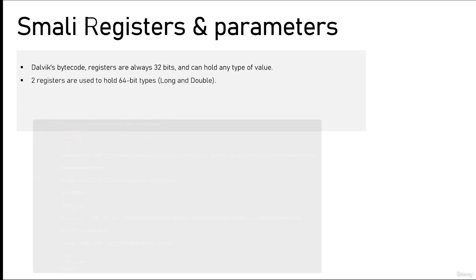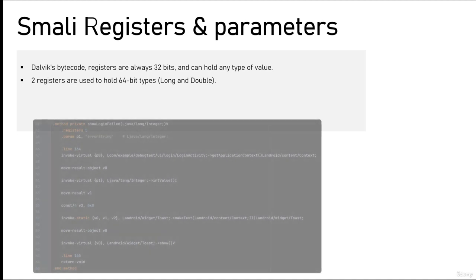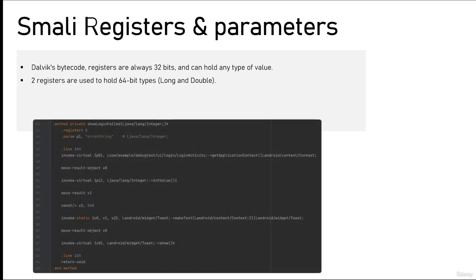Smali registers and parameters. Dalvik bytecode registers are always 32 bits and can hold any type of value. Two registers are used to hold 64-bit types, long and double. Basic register names are V0, V1, V2, V3, V4, etc. Parameters and function arguments are named P0, P1, P2, etc.